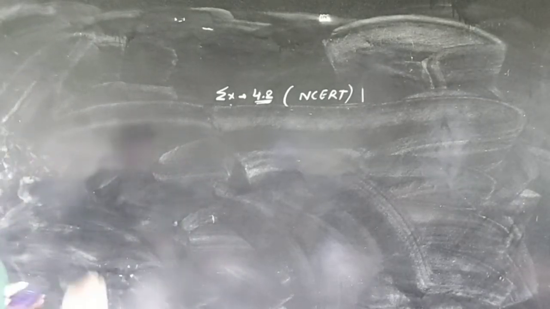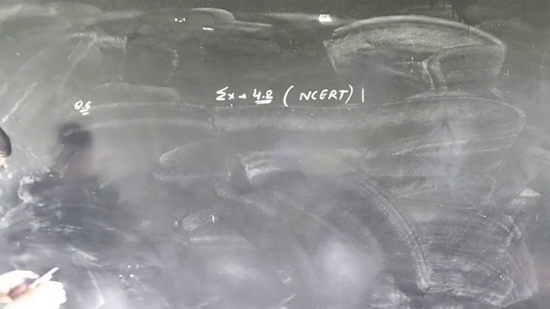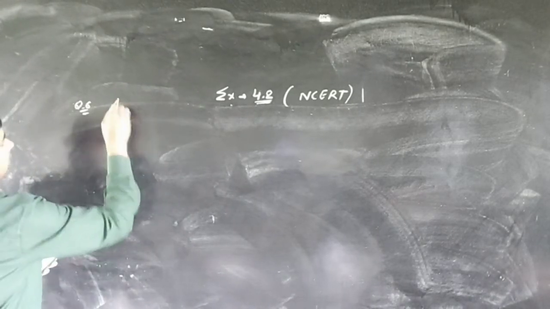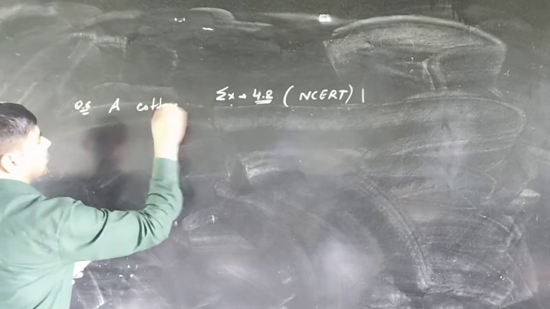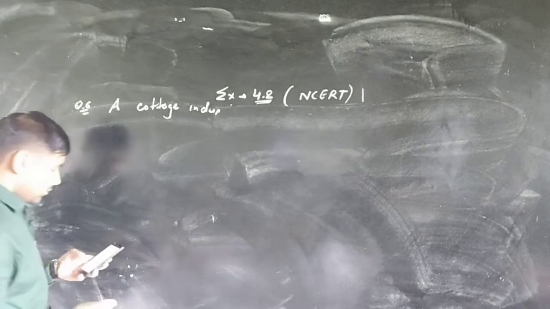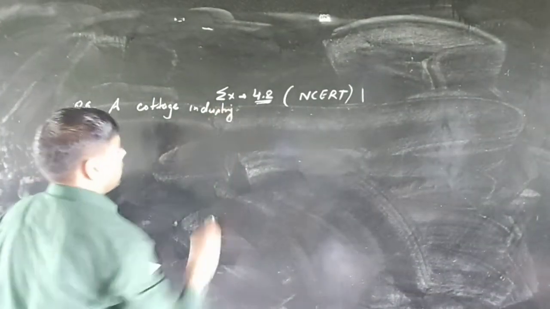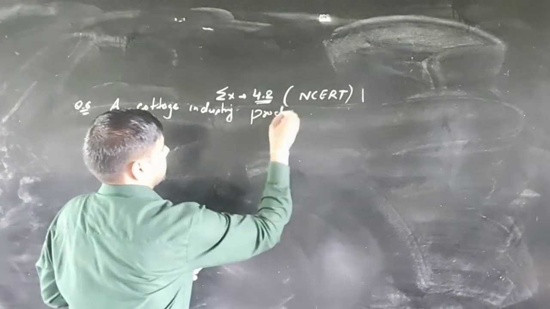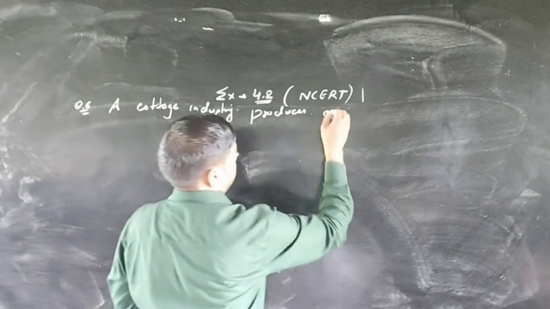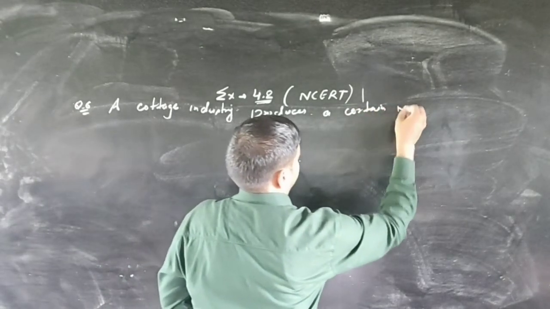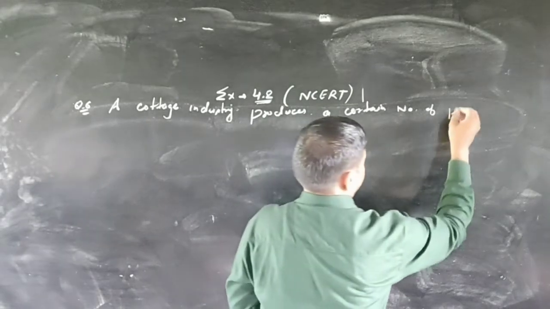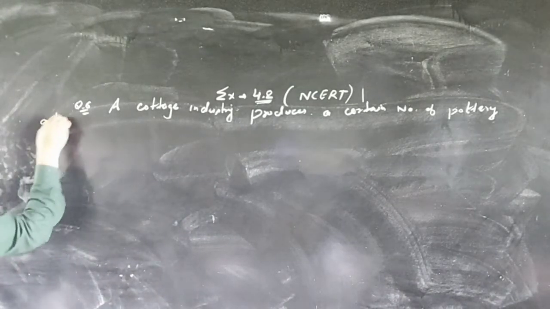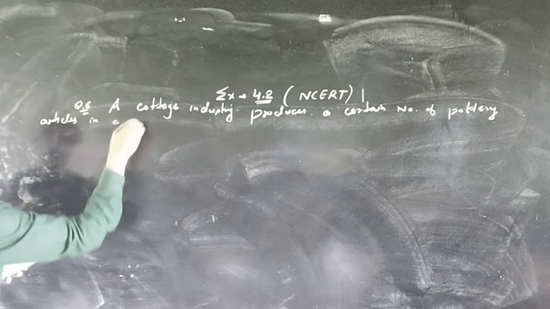The statement of question number 6 is: a cottage industry produces a certain number of pottery articles in a day.